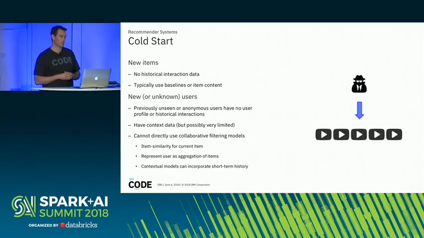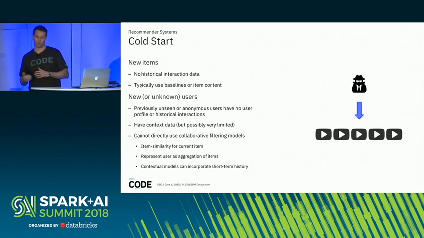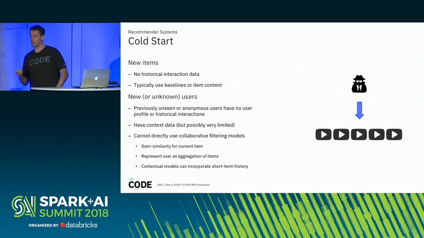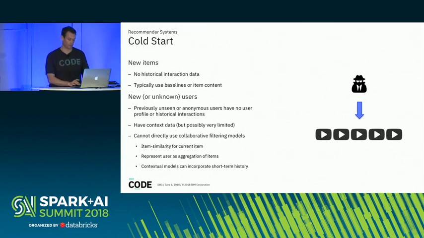So typically you need to use some kind of baseline approach or the item content to try and make recommendations in those cases. And for new or unknown users, these are either completely new to your system or perhaps they're browsing anonymously or something like that. You again have no context, you have no historical interaction data. You might have some context data, but if they're anonymous, for example, that can be quite limited. So there's a couple of ways of dealing with that, and typically you'd either fall back to using item-to-item similarity or trying to represent the user as some aggregation of items as they move through a session. But later we'll see a few algorithmic techniques for trying to deal with this.